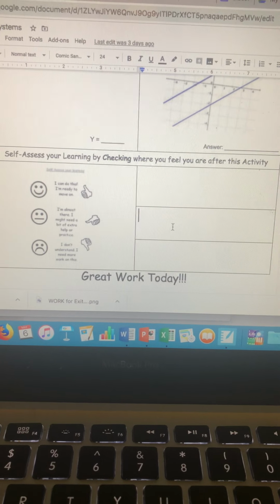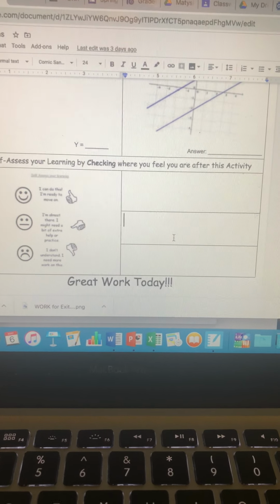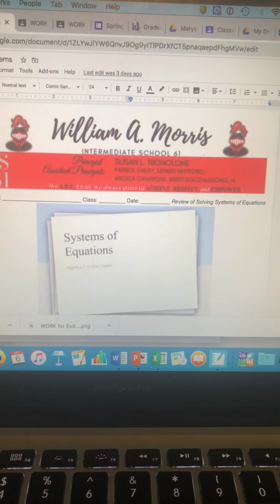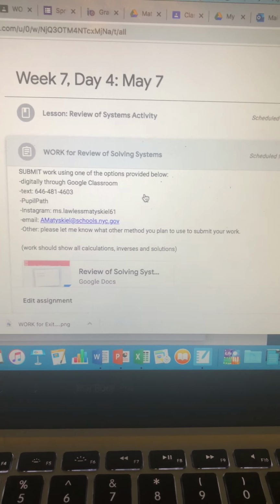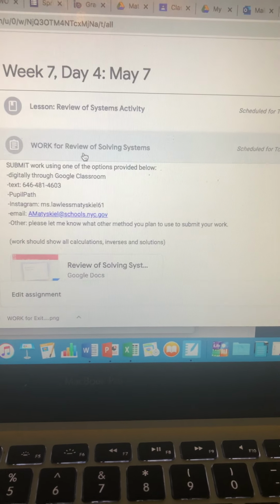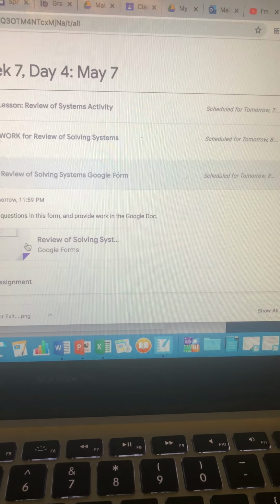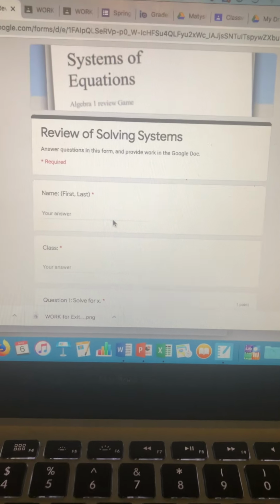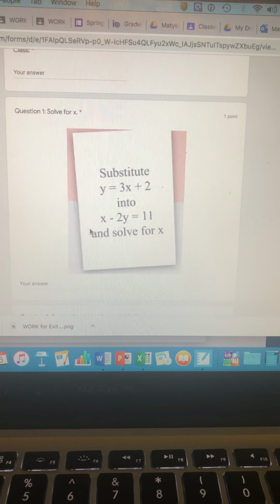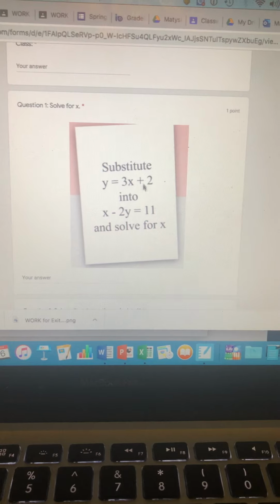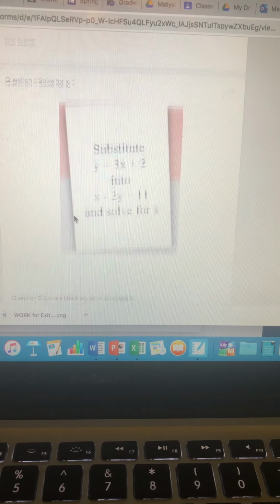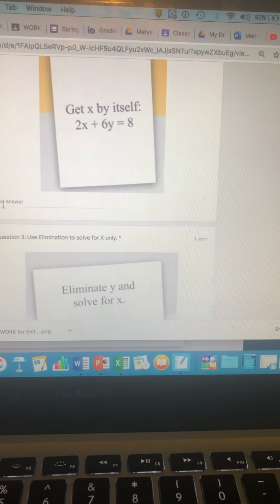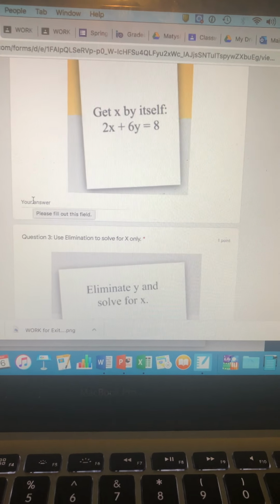You can either put a check mark, you could put your name, you could put whatever it is that you can type in there. Okay, so once you have completed this, you'll send it to me using one of our methods, right? Text, Pupil Path, digitally, Instagram, email, whatever. And then you'll go to the form, and the questions in the form are the same that you just saw on your document. Just make sure that your answers match up to the question. So this is question 1. The answer to this would be question 1 from the doc. Okay, no work is needed for the doc. I'm just looking for your answer, and your answer should be in the form as indicated on the doc. That's why I did that.